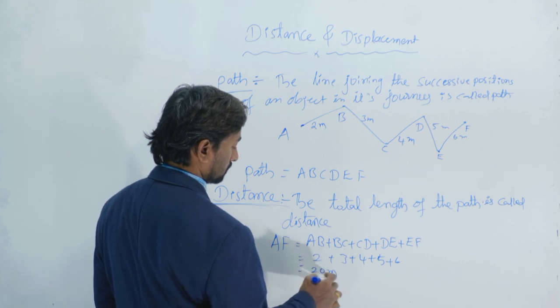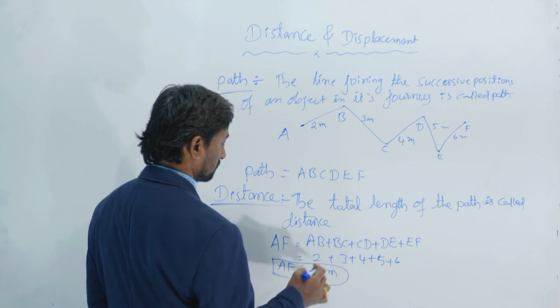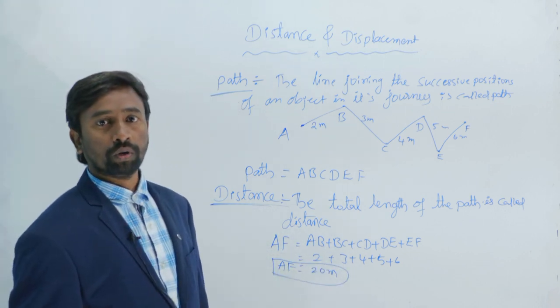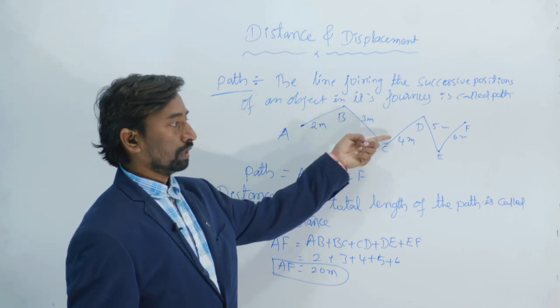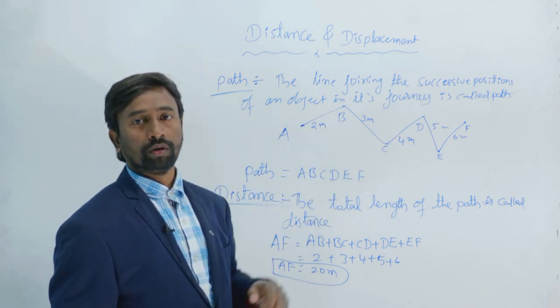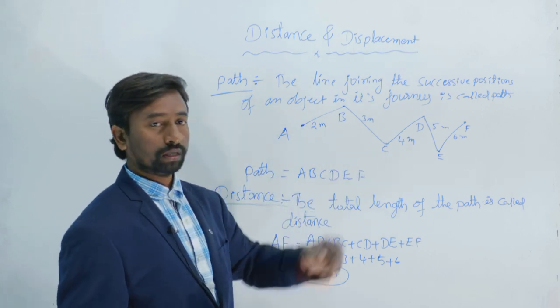20 meters. The distance traveled by the body is 20 meters. The total length covered by the body is called the distance.